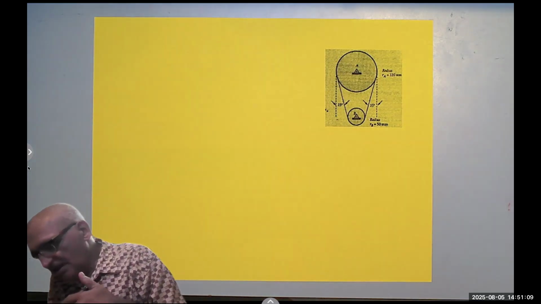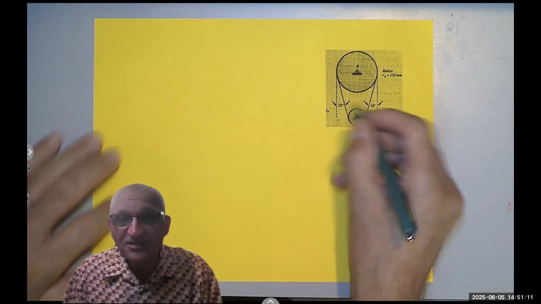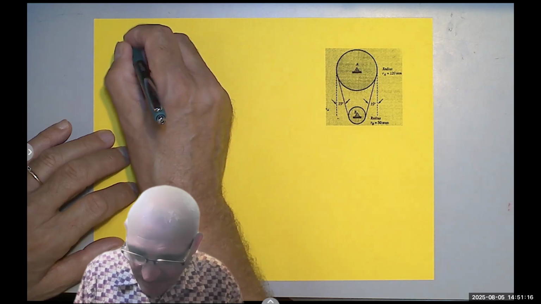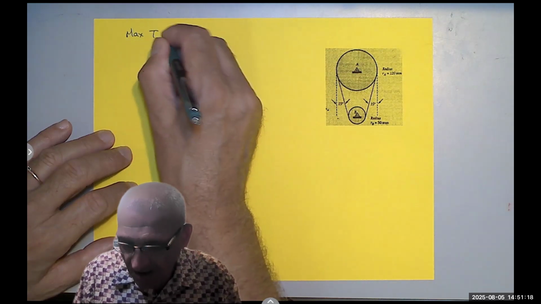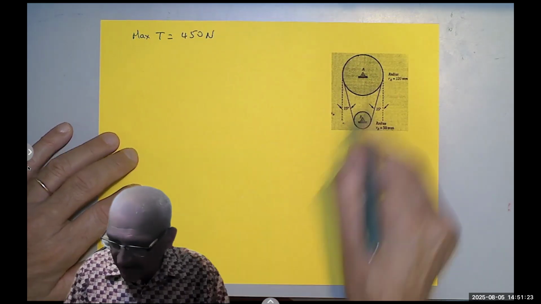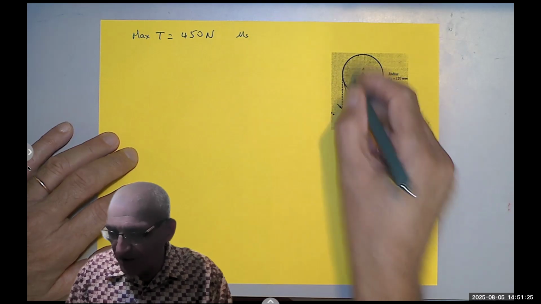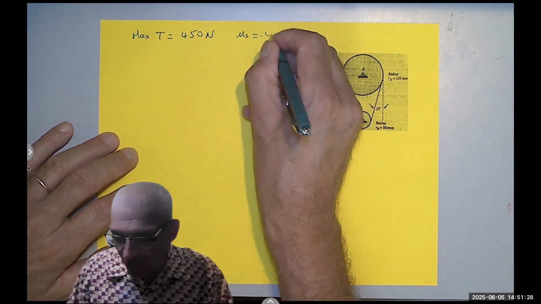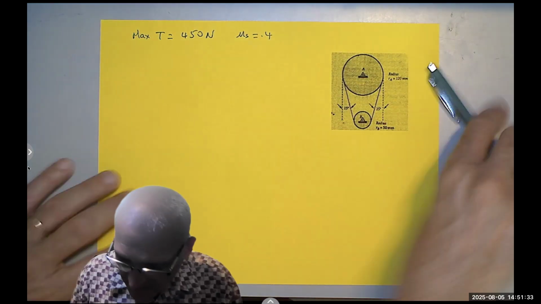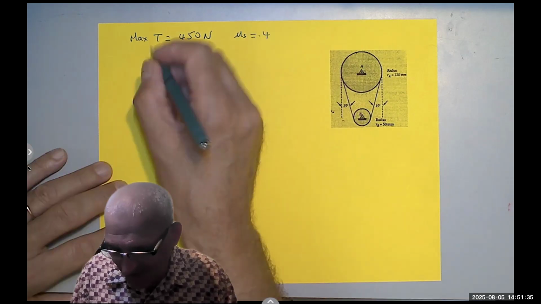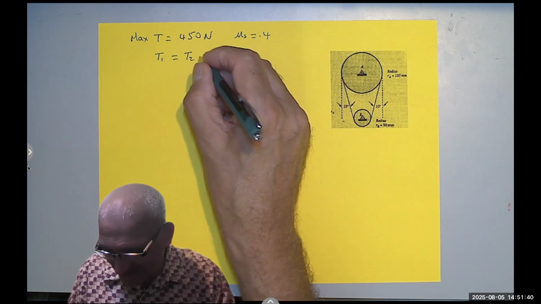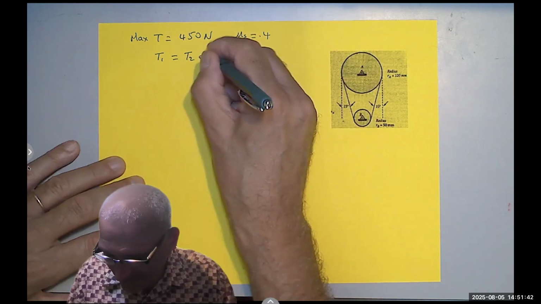But what's important here, they tell you that the maximum tension that these belts can withstand is 450 Newton. And mu sub s between the pulleys and the belt is 0.4. That's high enough. Oh, by the way, remember we said I have to write a T1 instead of T2. I don't like it because I keep thinking the other way.